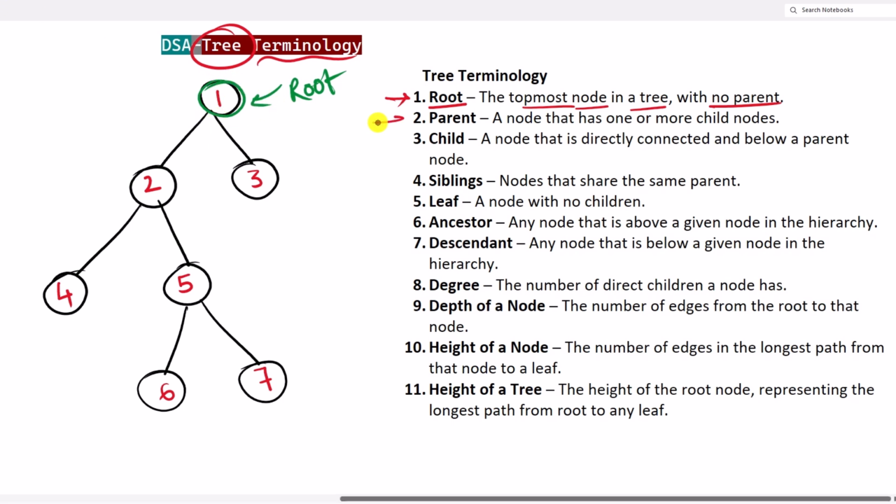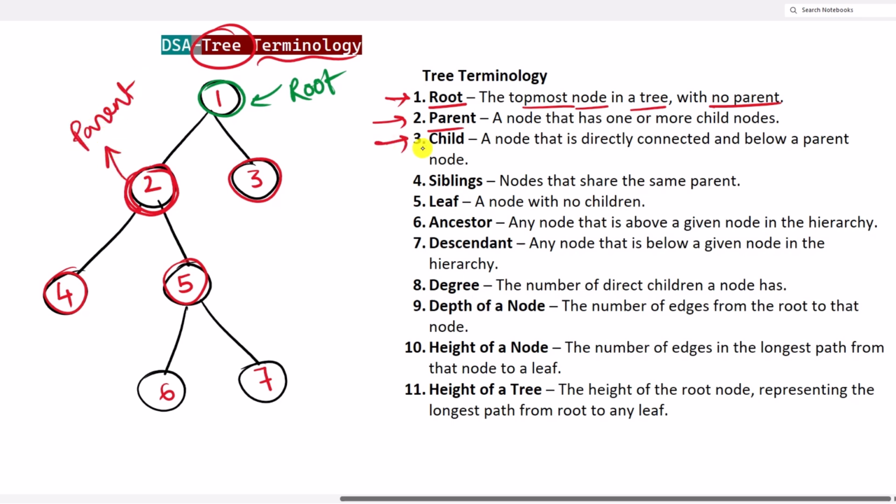And next we have the parent. So a parent node is a node that has one or more child nodes. Like an example, this node has the child node 2 and 3. That means we can call this a parent node. Similarly, the node 2 has two child nodes 4 and 5. That means also the node 2 can be called as a parent node.